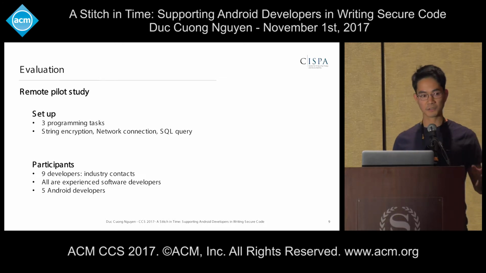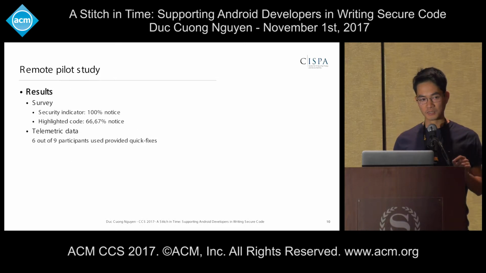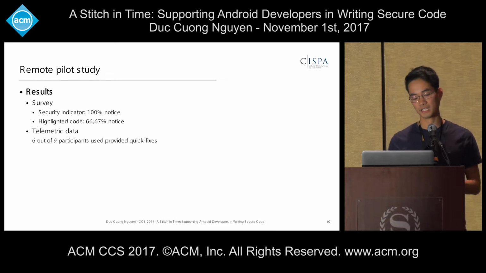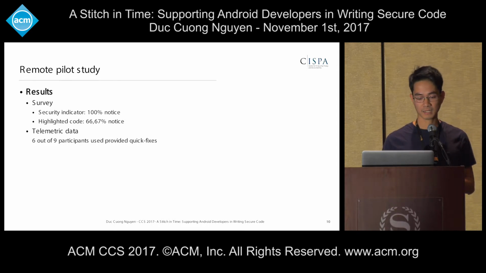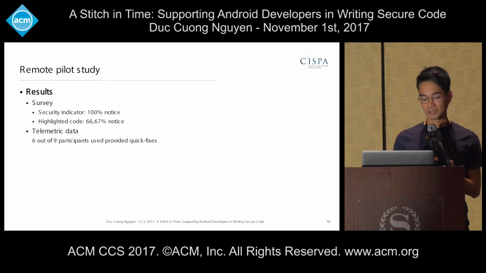So we have data from the exit survey, and we have data from telemetry components. When they finished the programming tasks, we invited them to join our exit survey to ask them some questions. Now, when they were asked about the security indicator, all of them reported that they noticed this security indicator when they wrote insecure code. But for the highlighting technique that FixDroid uses to notify developers, only 2/3 of the participants noticed that there's something wrong with their code through the highlighting.